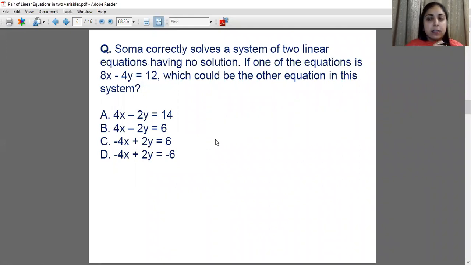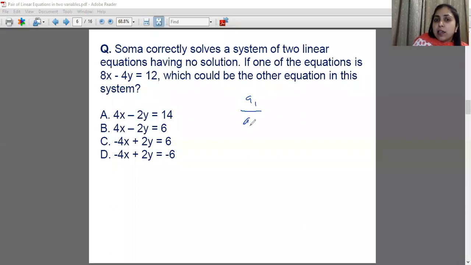Let us read it. Soma correctly solves a system of two linear equations having no solution. We have one girl named Soma, and she solved a system of linear equations. That system has no solutions. No solutions means a1/a2 = b1/b2 ≠ c1/c2.